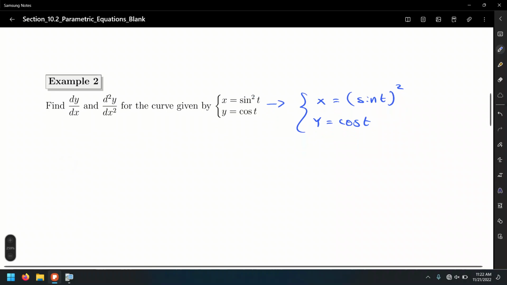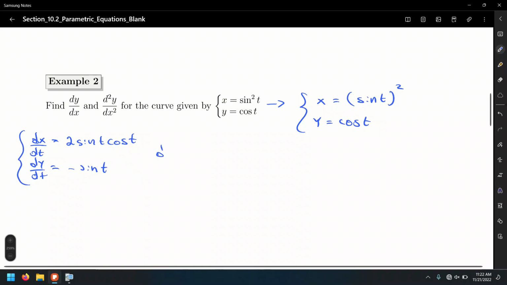Well, so let's differentiate the first equation. That is, let me write dx/dt and dy/dt to differentiate the equations. That is, well, using chain rule, that's 2 sine t times the derivative of sine, which is cosine t. And on the other hand, the derivative of the y equation, that's only the derivative of cosine, which is negative sine, right? So we got all the information we need to come up with what they're asking us for. In this case, first derivative and second derivative.